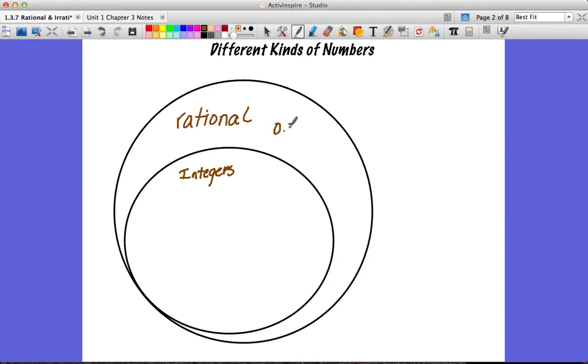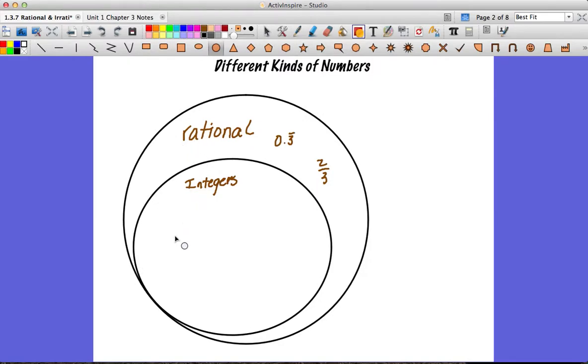Take a repeating decimal, so 1/3 as a repeating decimal or 2/3. They're rational numbers, but they're not integers because we know that integers are numbers without fractions or without decimals, and they can be positive or negative. So rational numbers as well can be positive or negative. However, they can also be decimals and fractions.